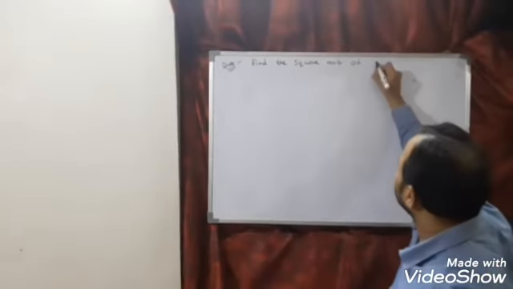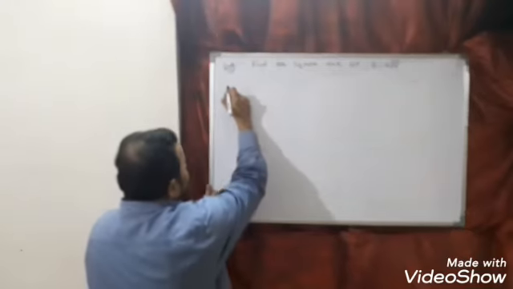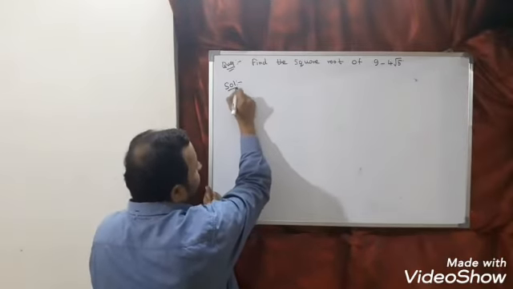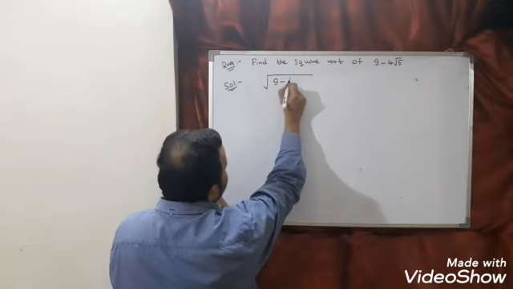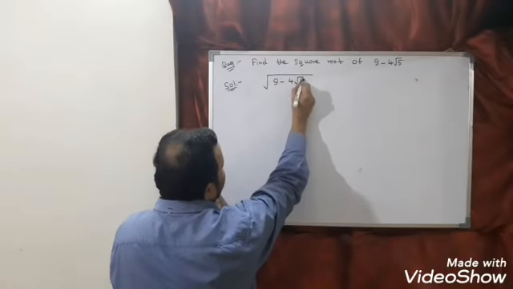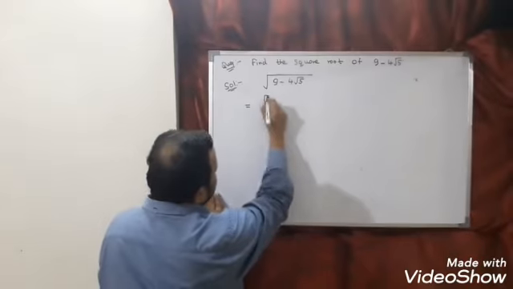The question here is, find the square root of 9 minus 4 root 5. Look here, this question is similar to the previous one. So here the question is what? We have to find the value of square root of 9 minus 4 root 5. See here, so this we can write as what?